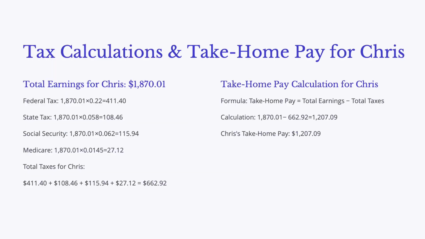So, let us see for the Chris example, her total earnings of $1,087.01 incur a federal tax of $411.40, a state tax of $108.46, social security of $115.94 and Medicare of $27.12. This totals $662.92 in taxes for Chris, and we will subtract this from her total earnings to calculate her take-home pay.